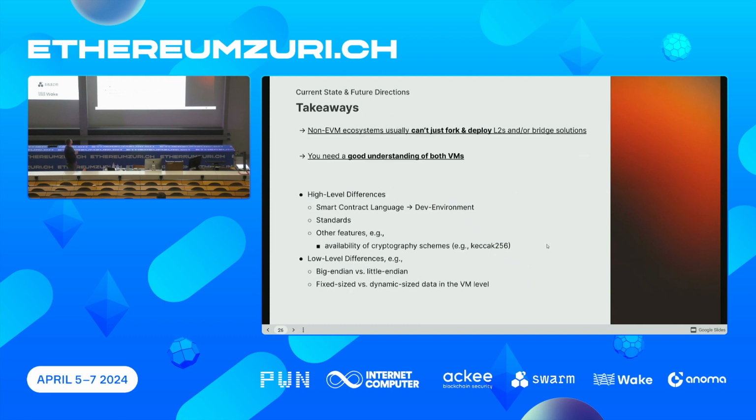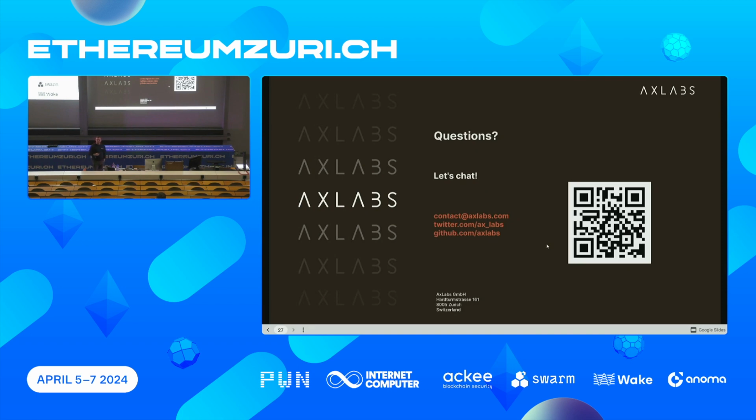So, quick takeaways here. With non-EVM ecosystems, we can't just copy, so we can't just fork an existing solution and deploy it. And if you want to create a bridge from non-EVM to EVM, you need a really good understanding of both VMs to achieve that. Thanks for listening, and if there's any question.